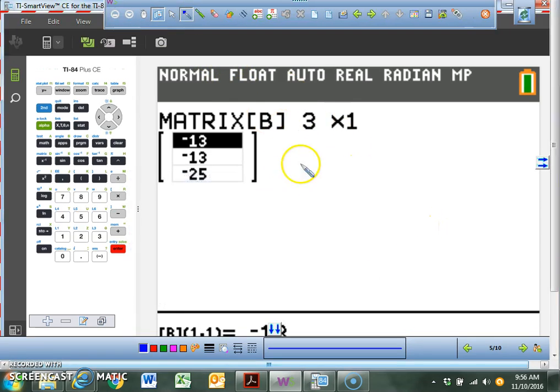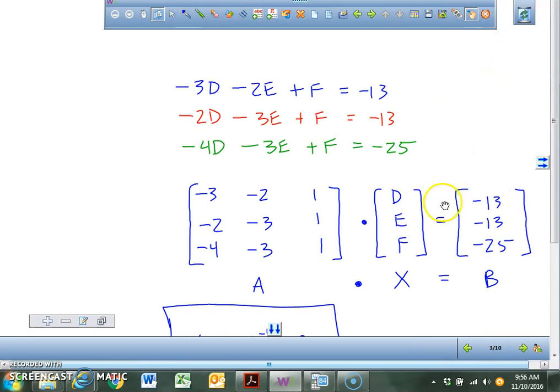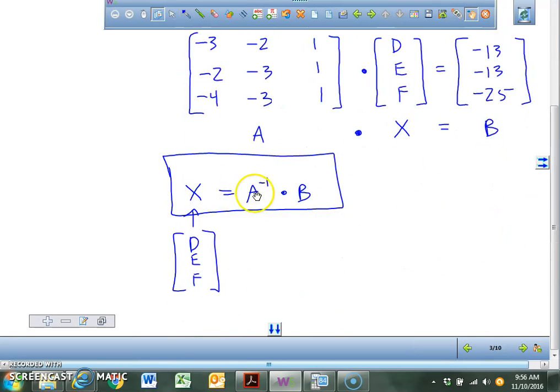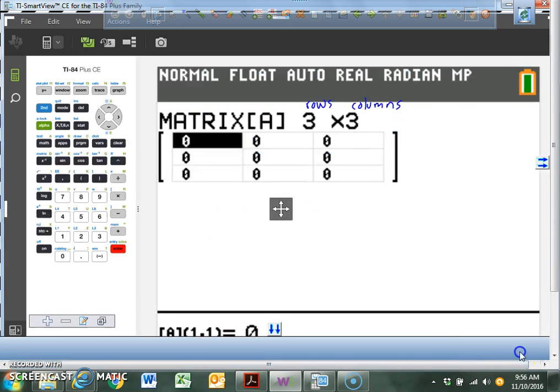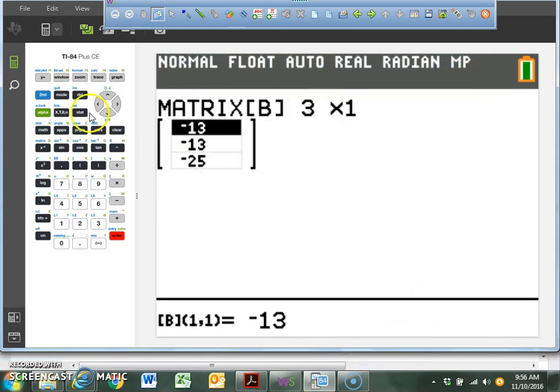What about matrix X? That's what we're solving for, Ryan. Right here, we have matrix A. We have matrix B. Now we're going to put this exactly in the calculator, and that will give us D, E, and F. All right, so here we go.